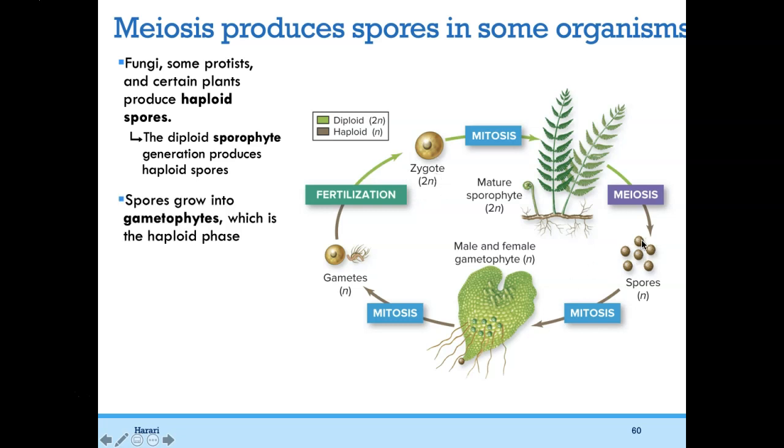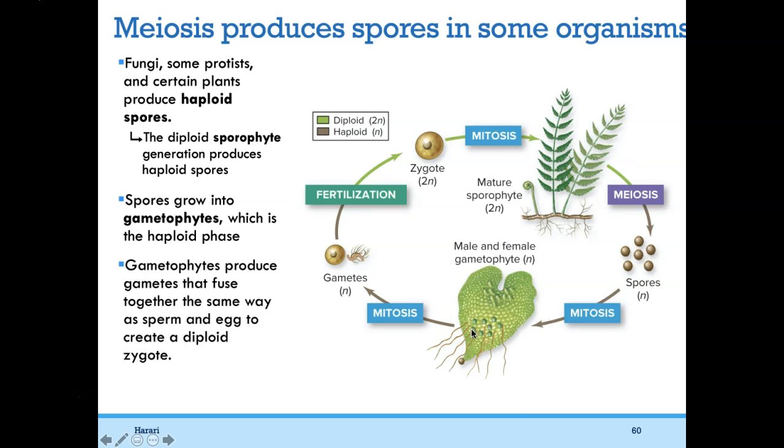I'm getting ahead of myself. The spores grew into gametophytes, which is the haploid phase. The gametophytes produce gametes that fuse together very much like sperm and egg do. And that gives us this diploid zygote. And the zygote will grow into a diploid sporophyte. And the cycle will repeat.